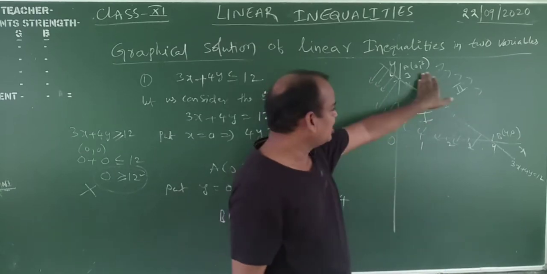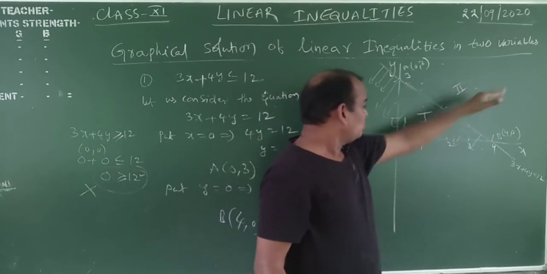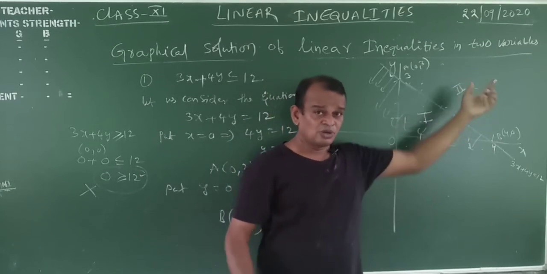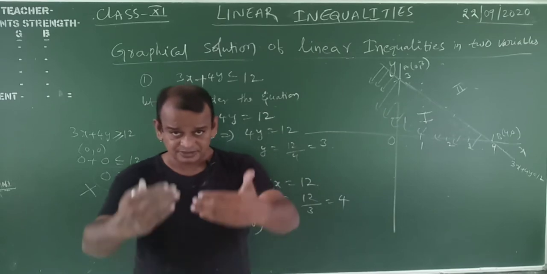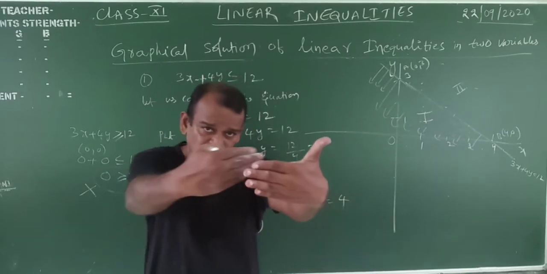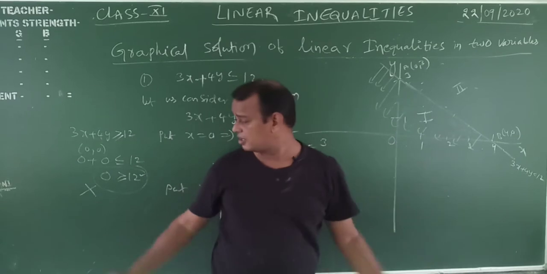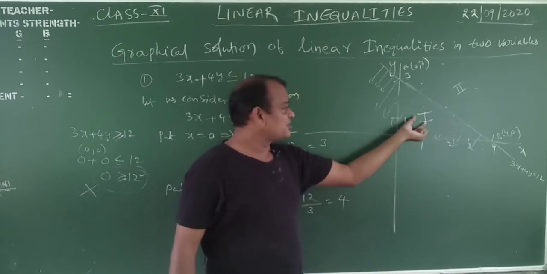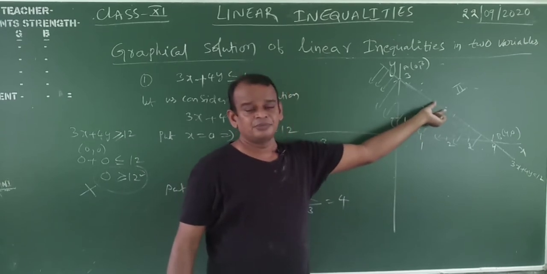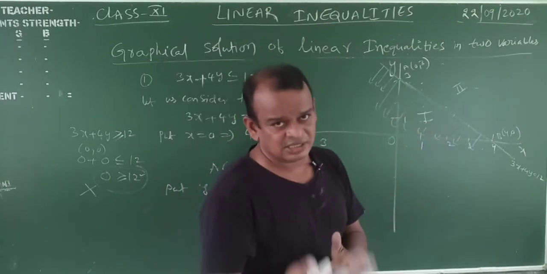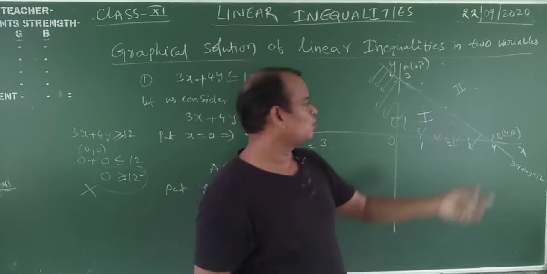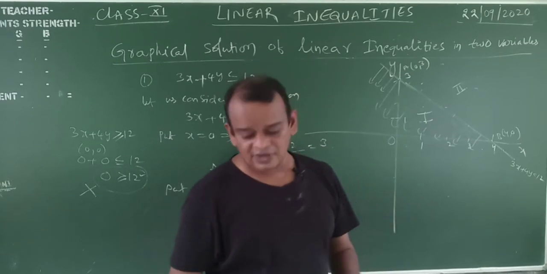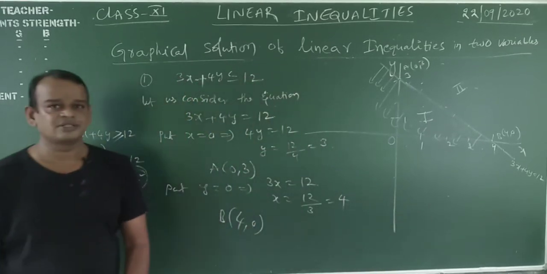That's why the solution is of two types: region 1 and region 2. This is the lower part, this is the upper part, no problem. Whenever the graph is towards the origin, the solution is region 1 and including the line. Suppose the graph is above the origin, the solution is only region 2, not including the line. In this way, we will do the problems, my dear students. I hope that you understood or not.